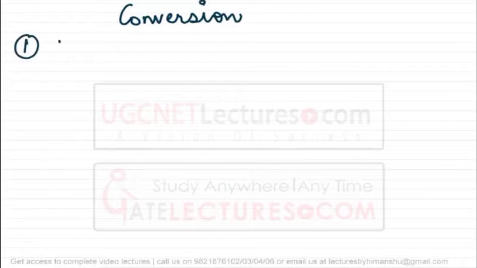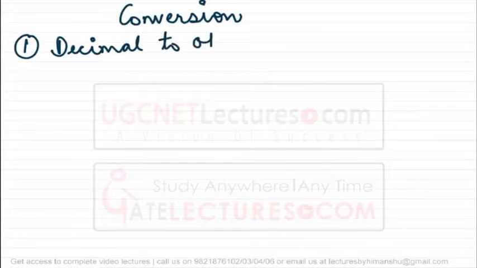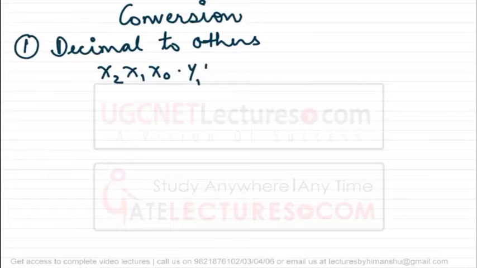Okay, so let us now learn about interconversion, conversion between two different number systems. First we are going to look at conversion from decimal to other number systems. Let us take a general decimal number. We all know a decimal number can have an integral part as well as a fractional part. So I am taking a general decimal number which has an integral part with 3 digits, x2, x1, x0, and 2 digits in the fraction. This is a general decimal number.